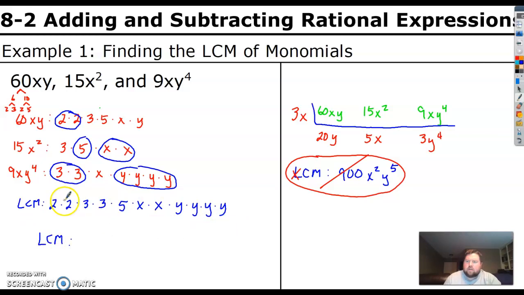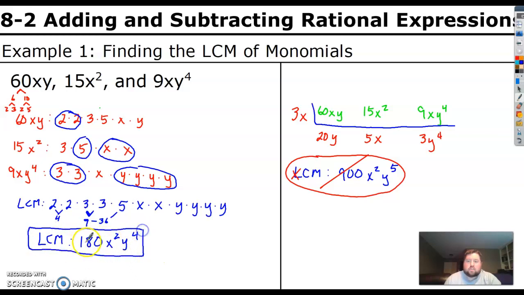So let's see, this is 4, this is 9, and so 4 times 9 is 36, 36 times 5 is 150 plus 30 is 180. Then we have x times x, which is x squared, and we have y times y times y times y, which is y to the fourth power. So you can see that this is a much smaller value than 900, the 180.